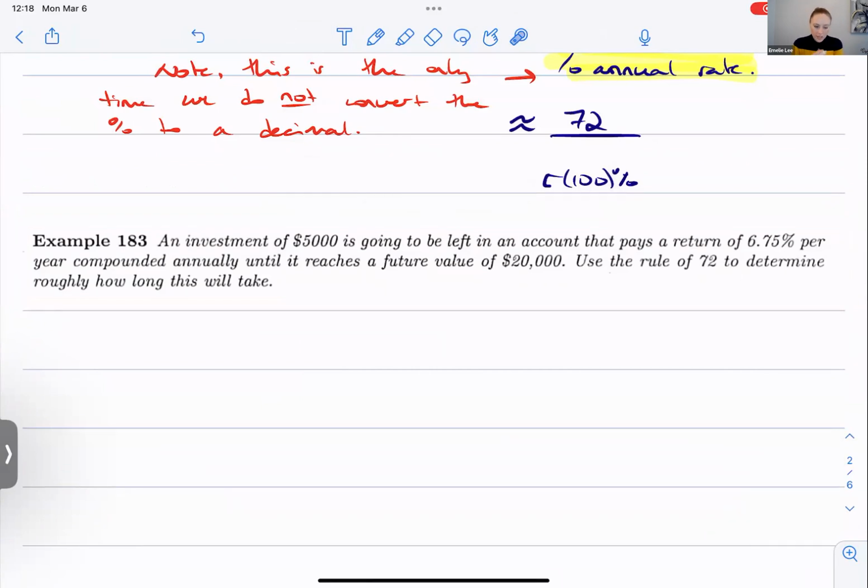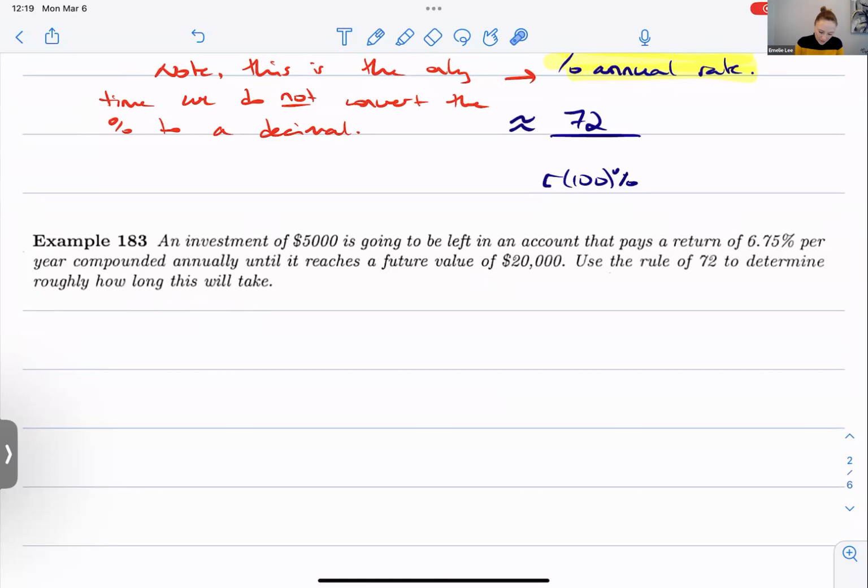An investment of $5,000 is going to be left in an account that pays a return of 6.75% per year, compounded annually. So the rule of 72 doesn't really care about compounding or anything like that. It's just an approximation until it reaches a future value of $20,000. Use the rule of 72 to determine roughly how long this will take.